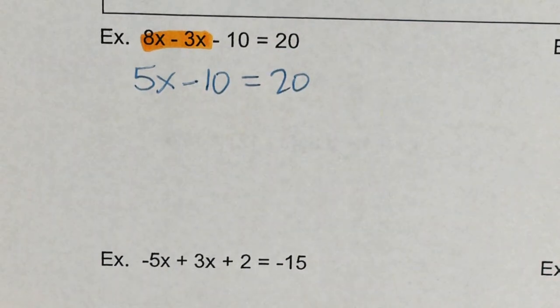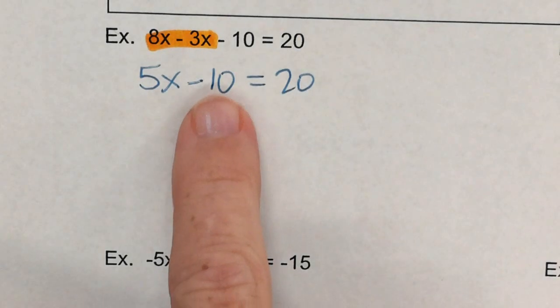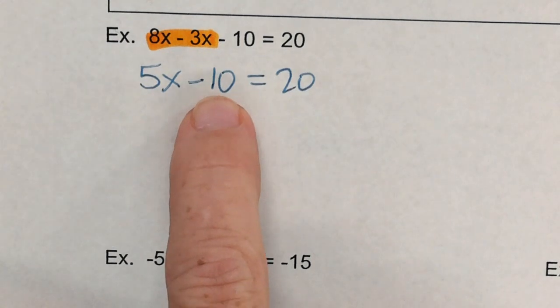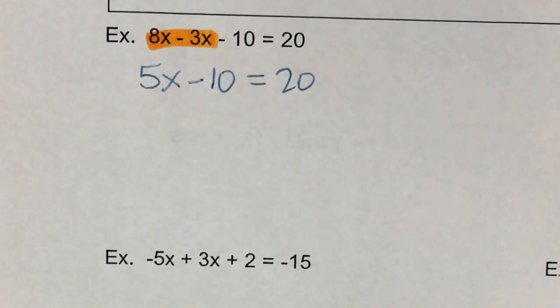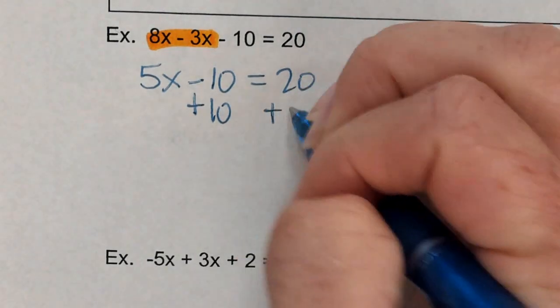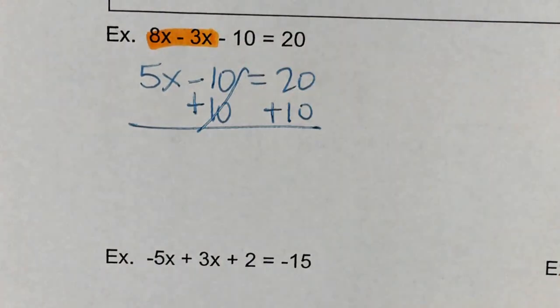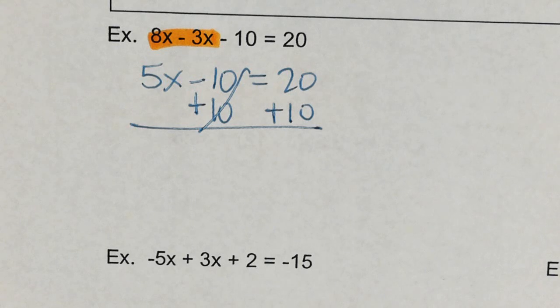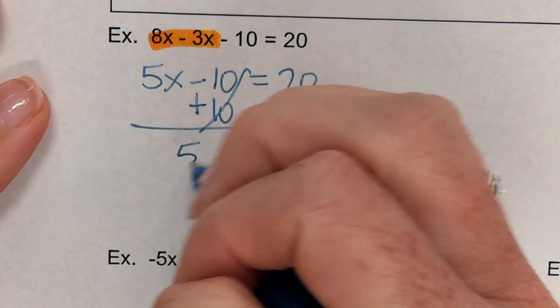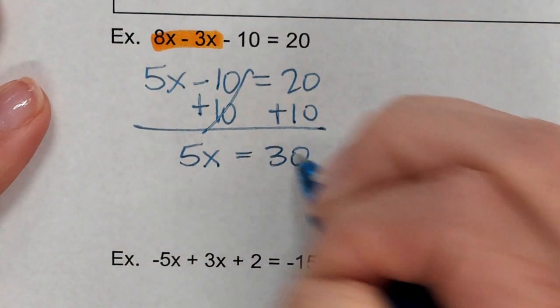Okay, what does the next step say to do? Get rid of the constant by adding or subtracting. So everybody find the constant. How would I zero out a minus 10? Plus 10. Whatever I do to the left, I have to do to the right. That zeroes out. I bring now everything down that I just did, and I'm left with 5x equals 30.